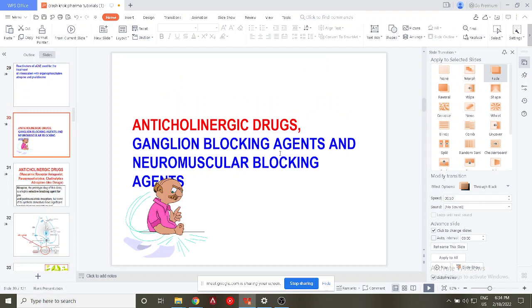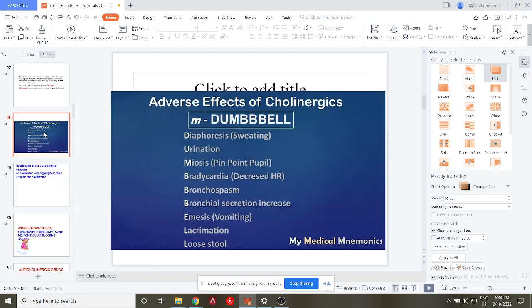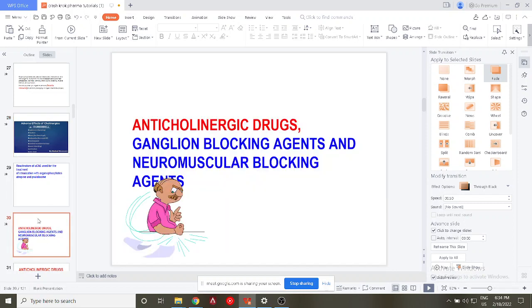anticholinergic drugs, ganglion blocking agents, or neuromuscular blocking agents. So we just talked, these are the effects of cholinergic drugs. So anticholinergic drugs are going to have the opposite of these effects. So take note, it's very easy to know this type of thing. If you remember the mnemonic of DUMBBELS for cholinergic effect, you just think of the opposite, and that's what anticholinergic drugs are going to do.